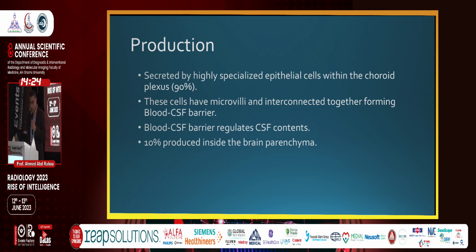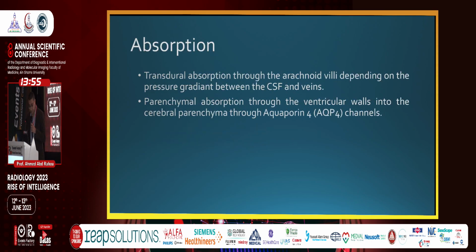It is secreted by highly specialized epithelial cells within the choroid plexus, about 90%, and it's the main route of production. These cells have microvilli which are interconnected together, forming what's called a blood-CSF barrier. And this barrier helps regulate CSF contents. We know now there is another minor route of production inside the brain parenchyma itself, about 10%, and we will talk about it later.